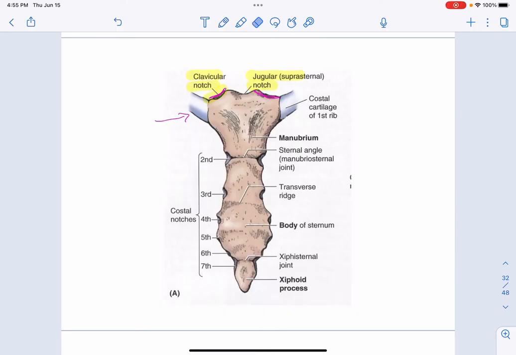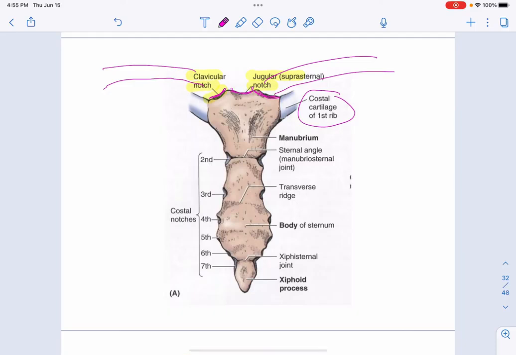All right, I totally misspoke. Let me erase this. The clavicle is going to come over here on each side. Okay, that's your collarbone. This is representing the very first rib articulating with the manubrium. So the clavicular notch is where the clavicle is going to sit, and here is the jugular notch. All right, so when you're looking at the sternum, be sure that you can identify the jugular notch from the clavicular notch.